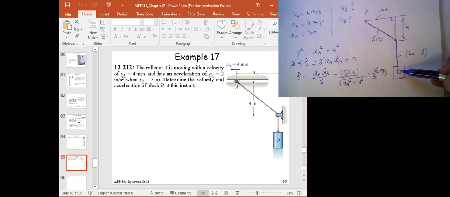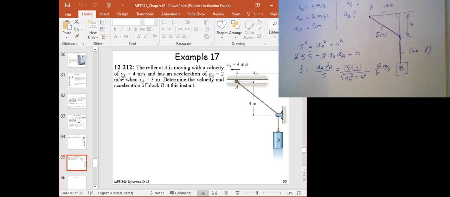S prime over VA. How can I find the velocity of B right now? It's the same S prime. Why is it the same? Because L0 is the same. Right, it's not the same, but attached by the same cable. Exactly, yes. So basically, if the rate of change of this cable is equal to S prime, then this guy is decreasing by how much? S prime, right? It is basically the same cable.